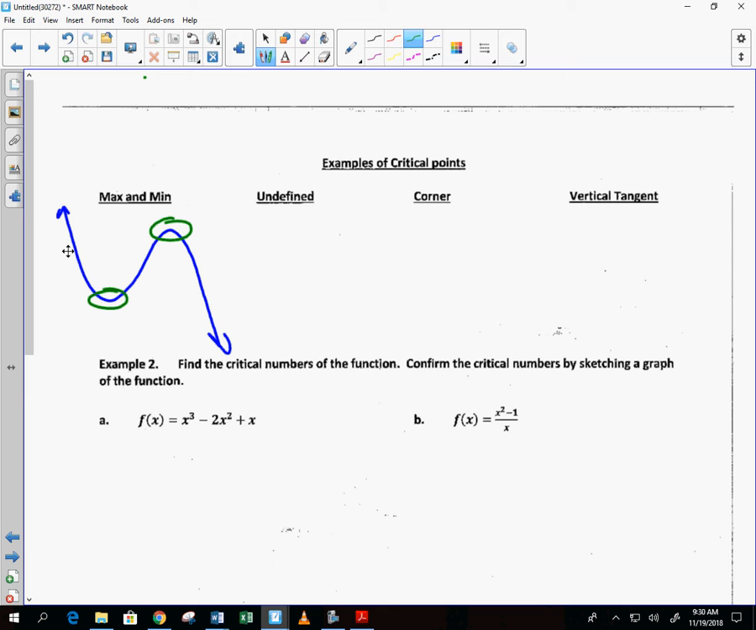Those are the most common examples that you're going to see of critical points. Okay? And the reason why is because when you take the derivative and set it equal to 0, you're going to find those spots. Okay? Let's consider something else.